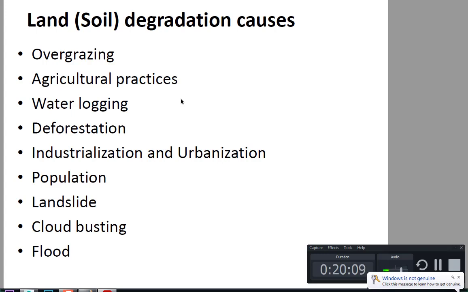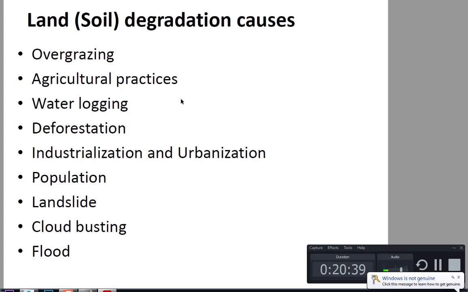Second one is agriculture practices. Now, agriculture is a major means to provide food. But if we use harmful chemicals, and these chemicals persist for a long time on the soil or the land, ultimately they decrease the soil quality also. So these chemicals are always responsible for the degradation of soil quality.